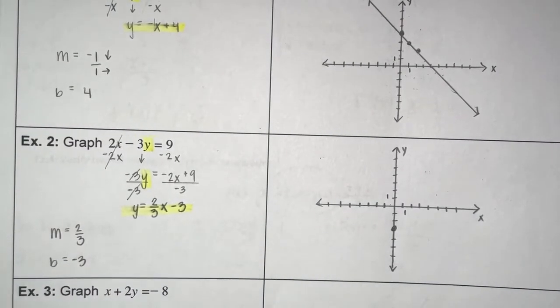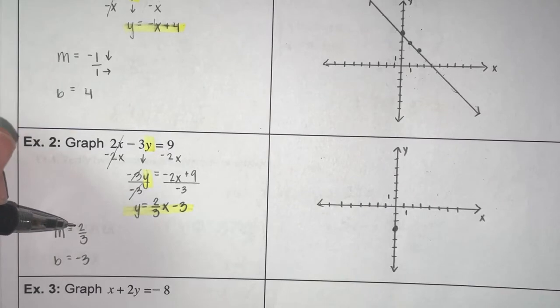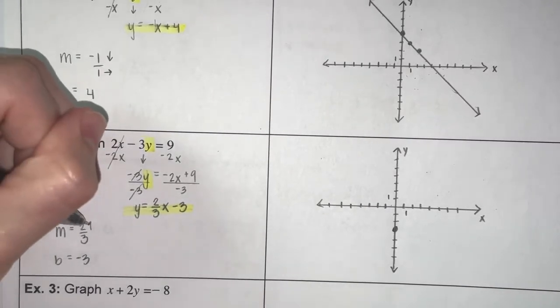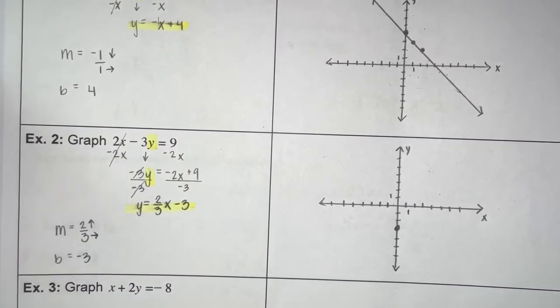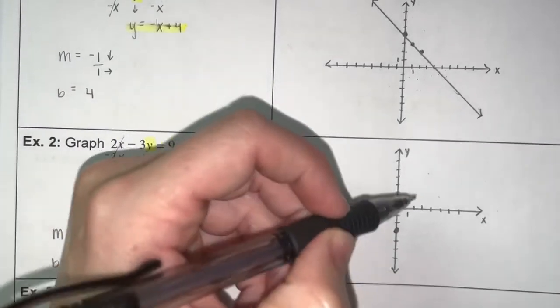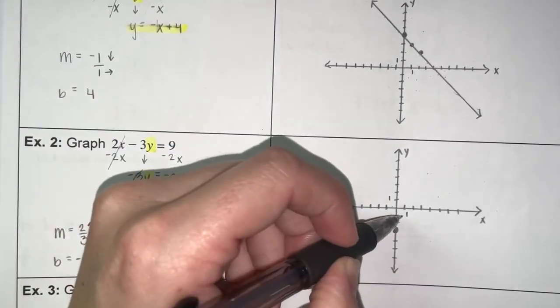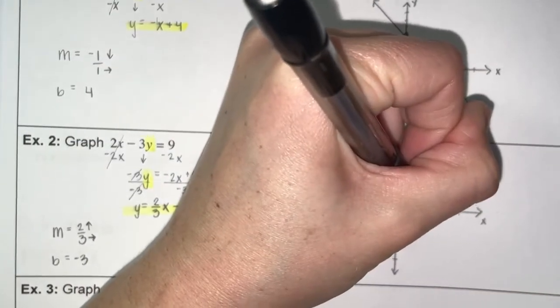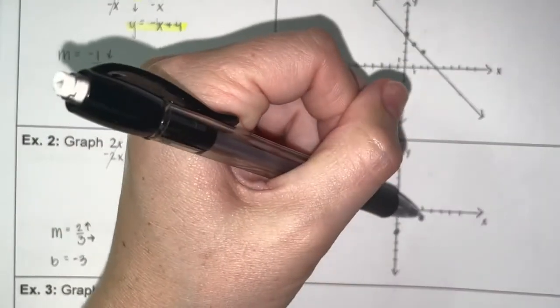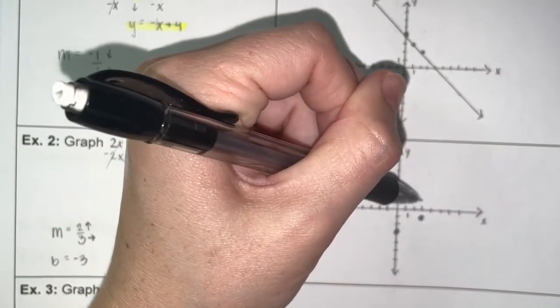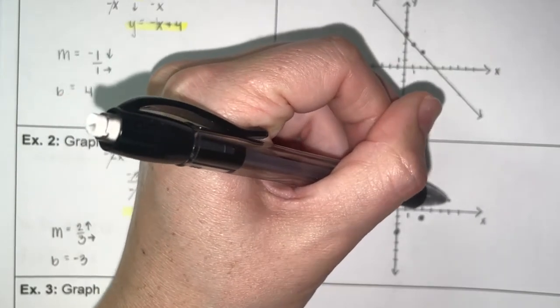It's positive 2/3, so that means my rise is 2. So I'm going to go up 2. My run is 3, so I'm going to go right 3. So from 0, negative 3, I'll go up 1, 2, and then right 1, 2, 3. If you want, you can add another point to make it more accurate. My rise was 2, 1, 2. My run was 3, 1, 2, 3.